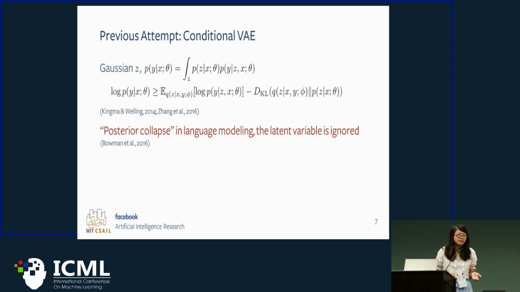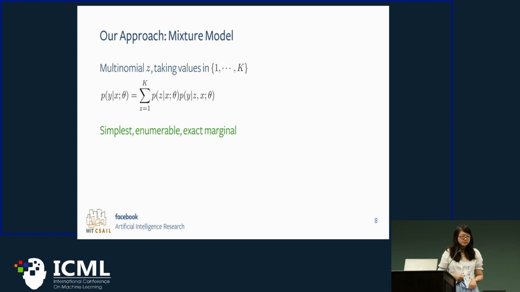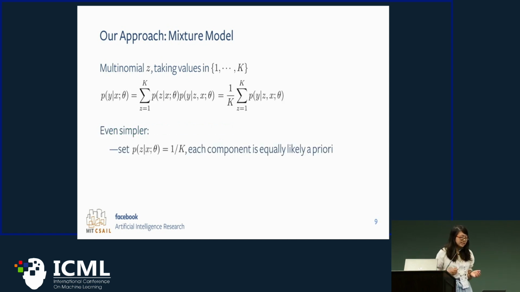We take a step back to consider a multinomial Z, taking values from 1 to k. So we have a mixture model with k components. It's the simplest latent variable model. We can explicitly enumerate Z and compute the exact marginal. We make it even simpler by setting P(Z given X) to a uniform distribution. So we assume each component is equally likely a priori.